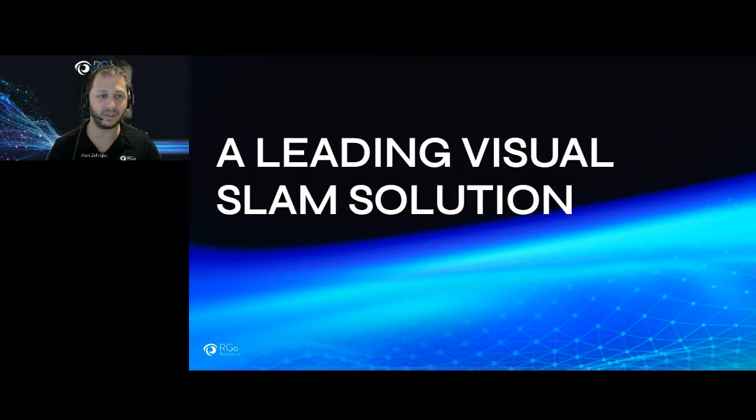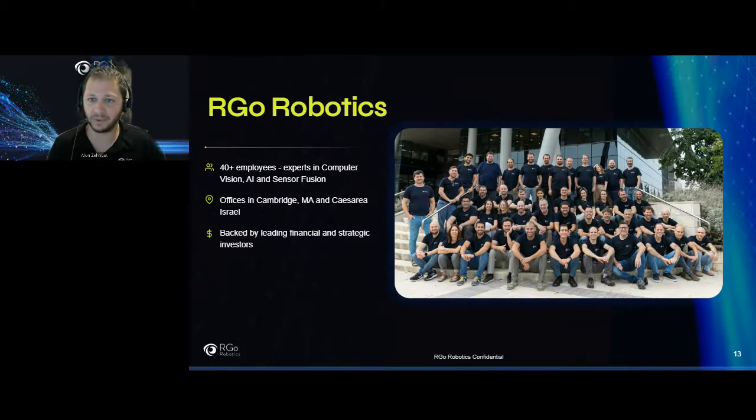So before we start, maybe a quick brief about RGo Robotics. RGo Robotics is an American-based company based in Massachusetts, and most of the R&D is Israeli-based in Caesarea, which is a little bit north of Tel Aviv. We are less than 50 employees, experts in computer vision algorithms and sensor fusion algorithms, combined together into the most advanced technology you can find in the market today.